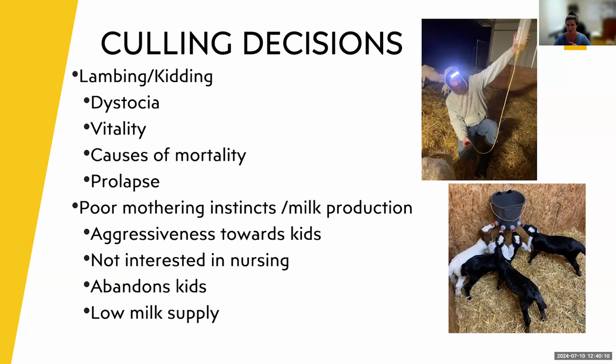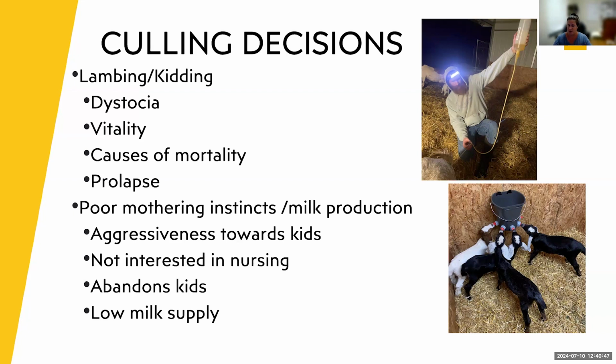If they're not interested in nursing or licking off their kids, again, that mothering instinct really should kick in. And if they are not able to give birth, get up, lick those babies off and get them up and nursing within a good amount of time, like less than an hour, that's a reason for culling as well, especially in a system where you're depending on the dam to do that. If that's how you're set up, then they should be able to do it. And if not, then replace them with someone that can.